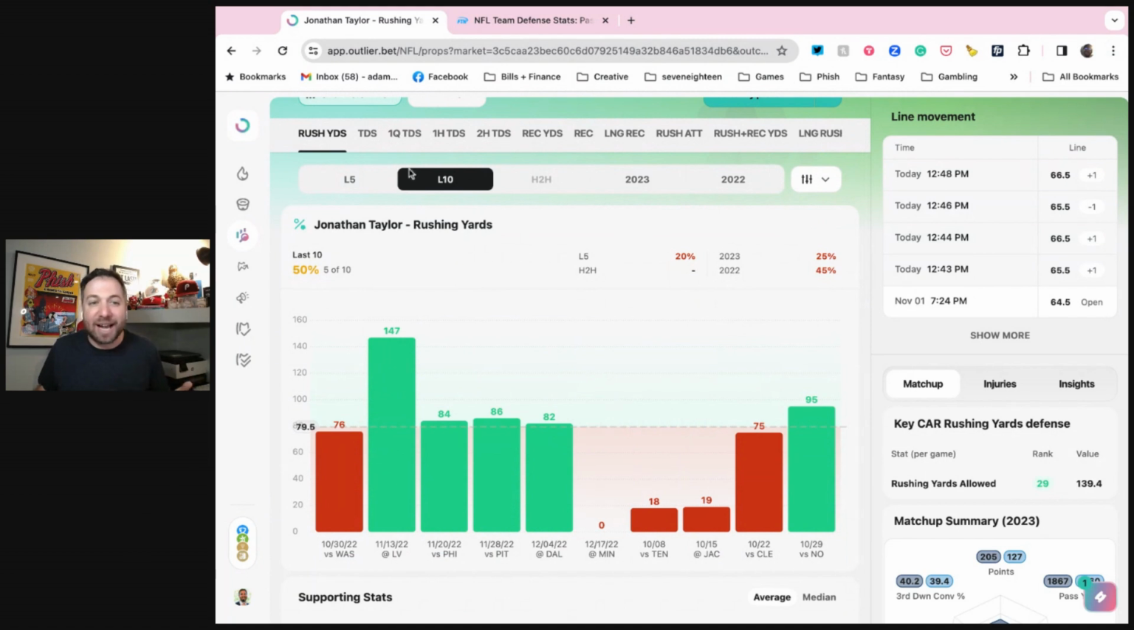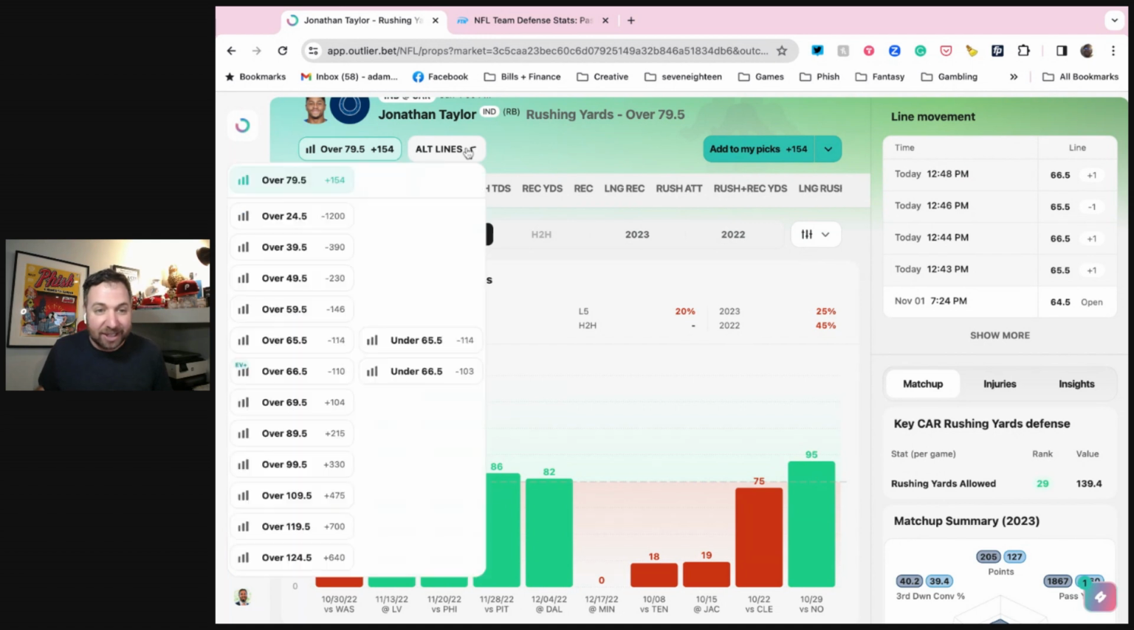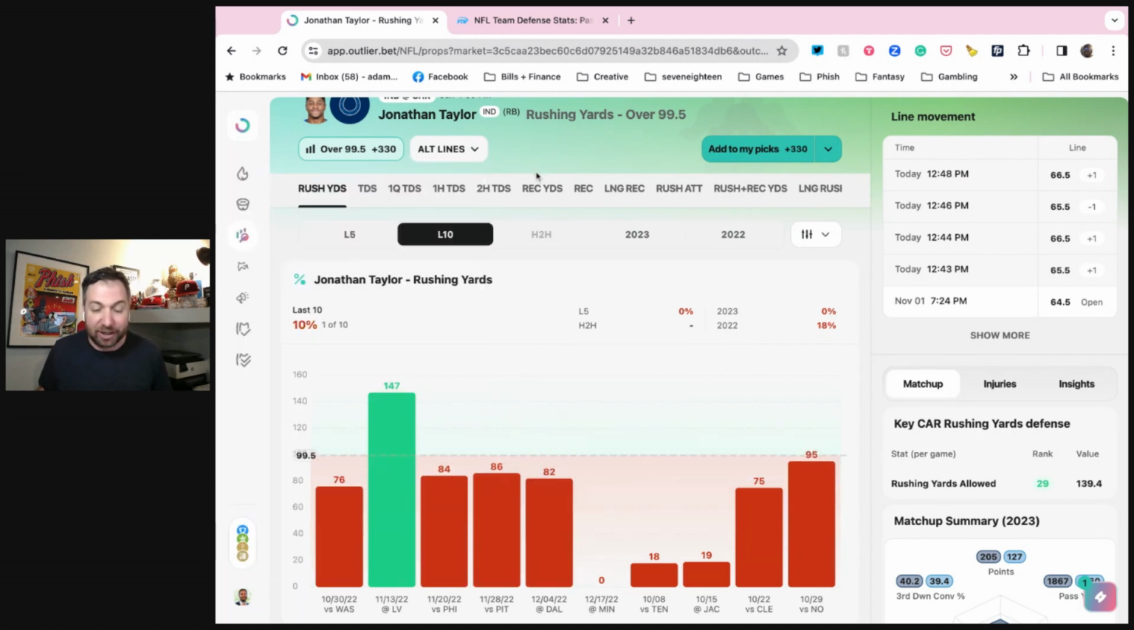So you can do this for all different props. I'm going to do this for Jonathan Taylor. I'm going to take his baseline, and then I'm probably going to take him. Look, we know that in his last 10 games, he had a 147-yard game. The guy has a 100-yard ceiling. Let's keep going, man. Let's do it and get him about 100 yards, plus 330.